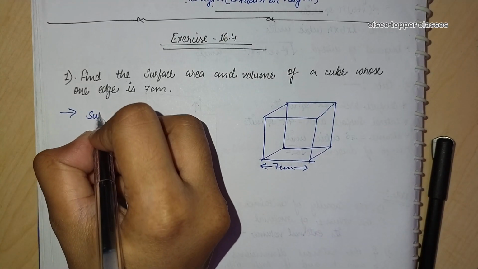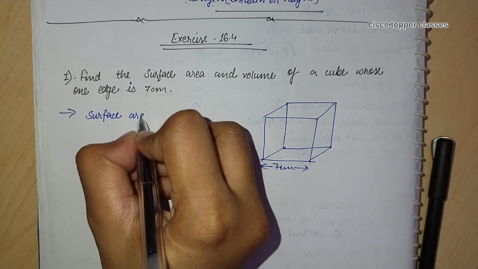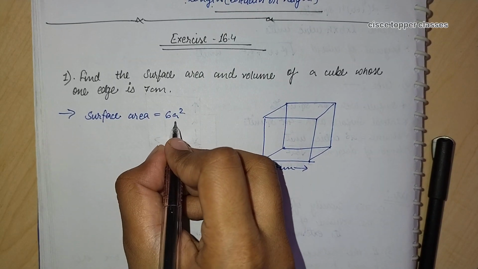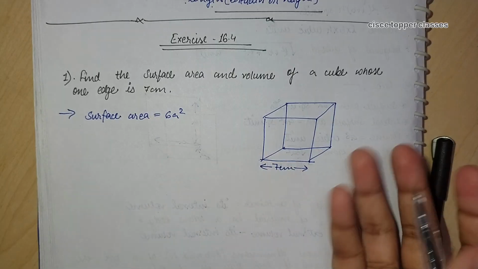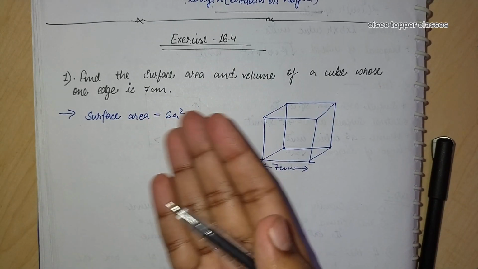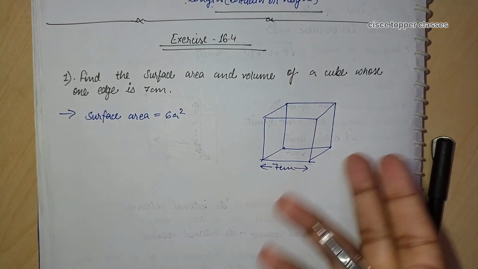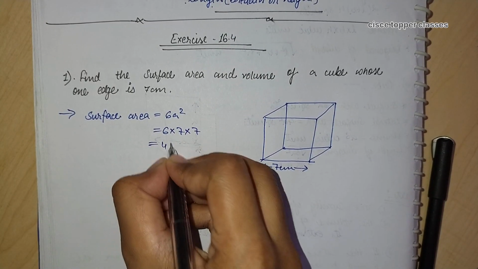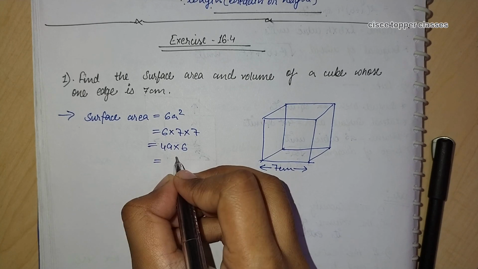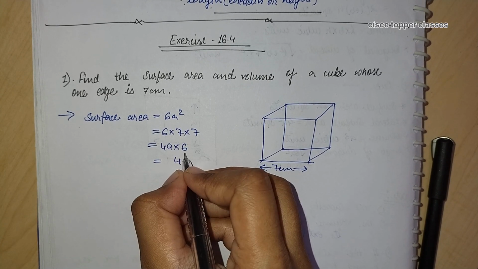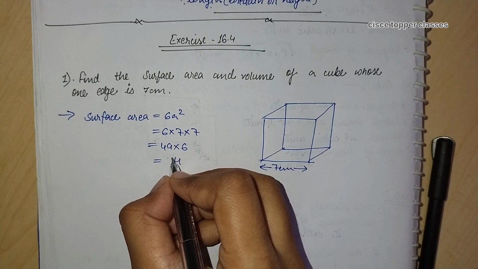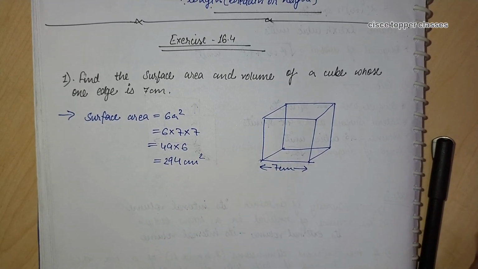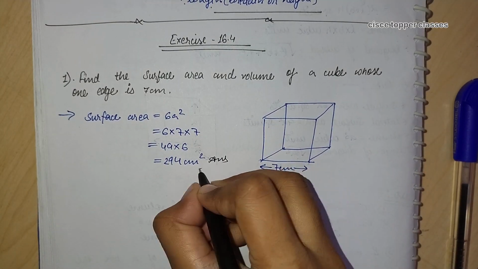We have to find the surface area. We know the formula for the surface area of a cube is 6a square, because a square is the area of one face of the cube, and 6 into the area of that one face will be the total surface area. So it will be 6 into 7 into 7, meaning 49 into 6, which is 294 centimeter square. So this is the final answer for the first part.